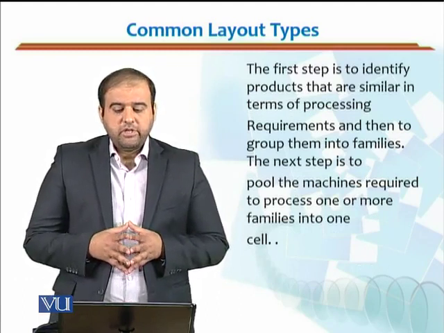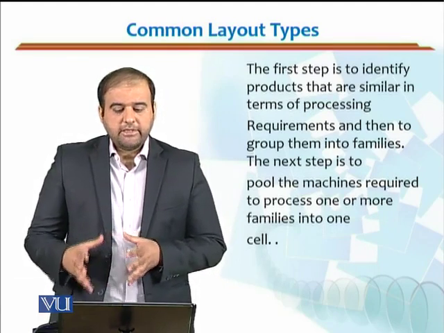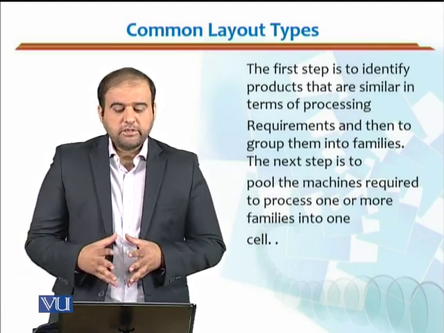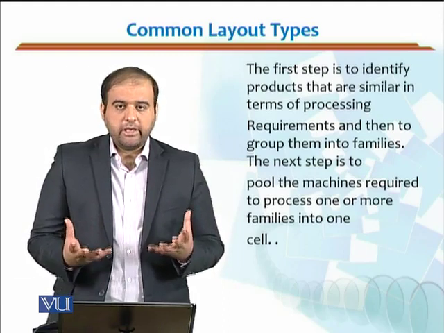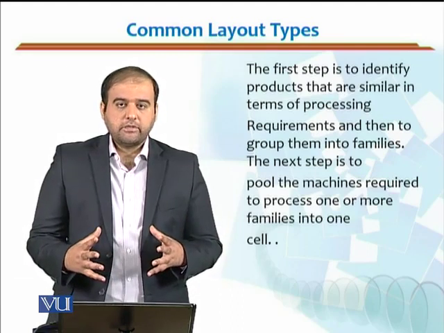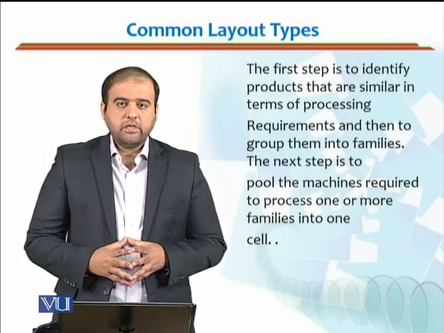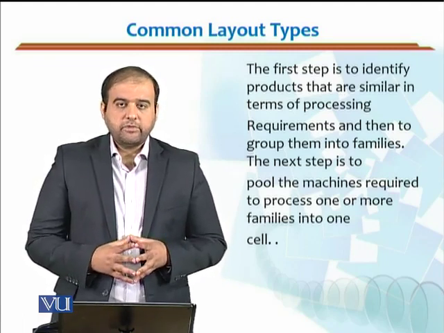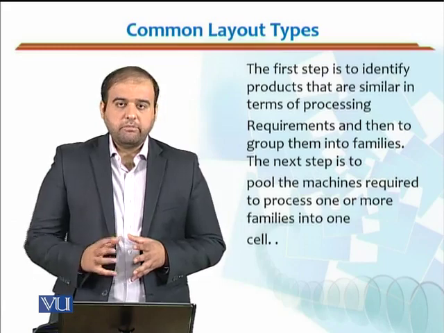So in a layout, you first need to identify the products that are similar in terms of processing requirements, and then group them into a family. The next step is to pool the machines required to process one or more families into one cell. I gave you the example of washing machines. There is a family of products which have similar characteristics, and you would pool the machines when there is some type of customization. So cellular layouts are dynamic layouts in the sense that you can change the composition of the cells as well. So these were the common types of layouts which you knew before, but we have revisited them for better understanding. Thank you.